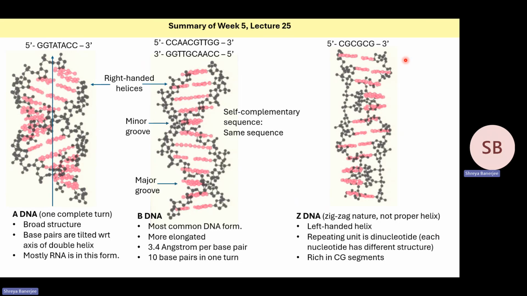The thing about Z-DNA is that it is rich in CG. And C has a different conformation, G has a different conformation. That is why the monomeric unit is CG together. Whereas in the case of A or B DNA, the monomeric unit is a single nucleotide, that is a single nitrogenous base.